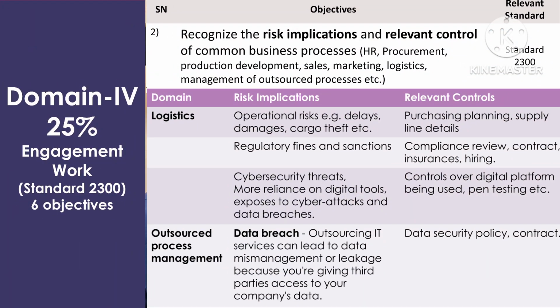For example, operational risks are there, like delays, damages, cargo theft. What are the relevant controls? The purchasing, planning, supply line details. Then we have regulatory risks; we can have regulatory fines and sanctions. So there has to be compliance reviews, contract terms should be reviewed properly. If they are covering you, the insurances are there.